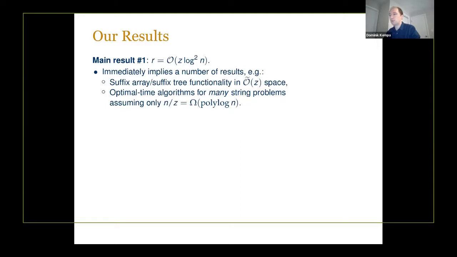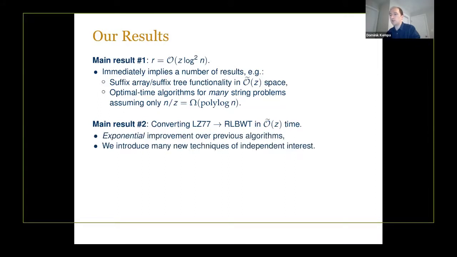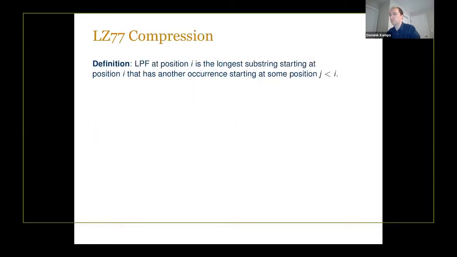It also implies optimal time algorithms for many problems on strings, assuming the input is weakly compressible by LZ77. And our second main result is the algorithm to convert between LZ77 compressed file and BWT compressed file running in time that is roughly proportional to the size of compressed file. And compared to the previous algorithms for this problem, ours achieves up to exponential speedup. And to achieve this, we introduce a number of new techniques of independent interest. So in this talk, I will focus only on the first main result.